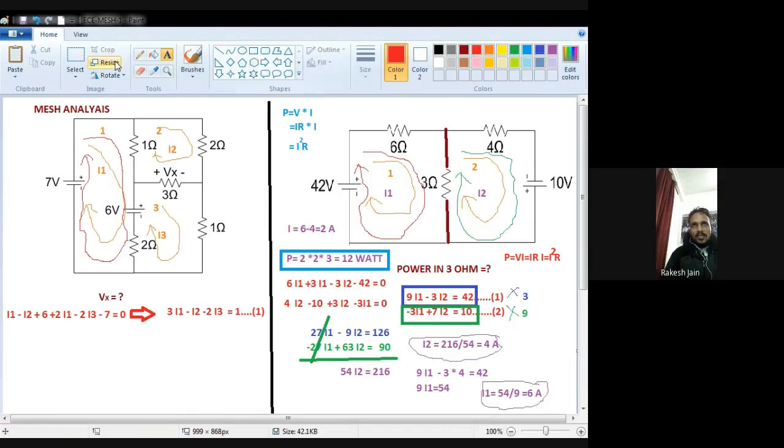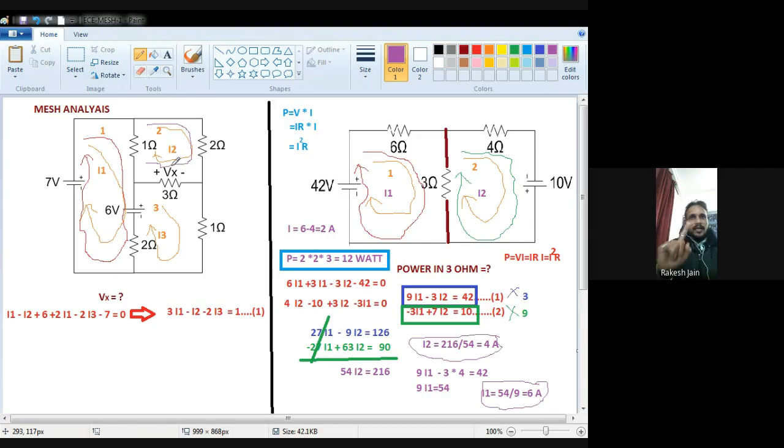Now I go for the second mesh. See, with this purple color, there is no component here, then 2 ohm, so 2 I2. There is no need to write the value of Vx, because Vx is just the question: you have to find the voltage across the 3 ohm. Is it clear? This is not a battery given. If a battery is given, then write the equation, otherwise not. So there is no need to write minus Vx. Here there is a 3 ohm resistance and current I2 passes, so plus 3 I2. Another current, I3, also passes through this 3 ohm, from left side to right side.